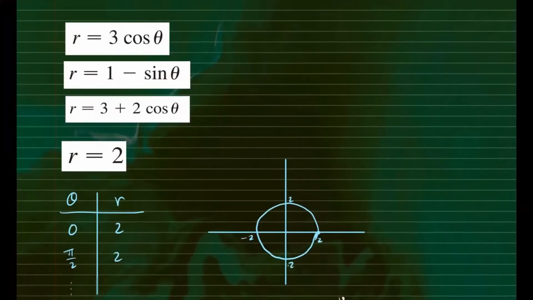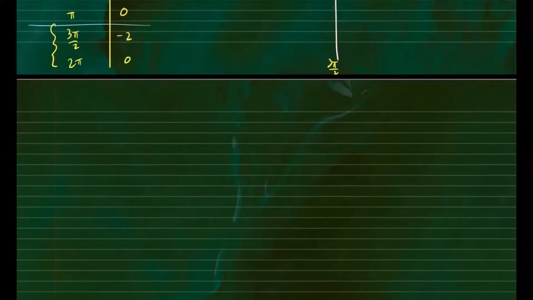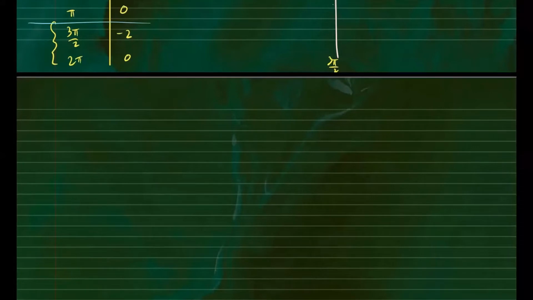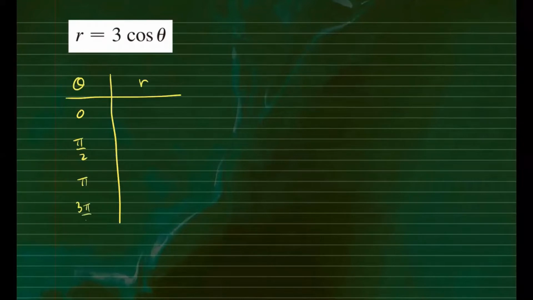Let's go ahead and take a look at the next problem. We're going to graph r equals 3 cosine theta. For this one, again, we're going to pick the standard values for theta and then plot them. So we'll pick values for theta and we'll have r based on this equation. We'll pick 0, pi over 2, pi, 3 pi over 2, and then 2 pi. So when theta is 0, cosine of 0 is 1, so r is 3.